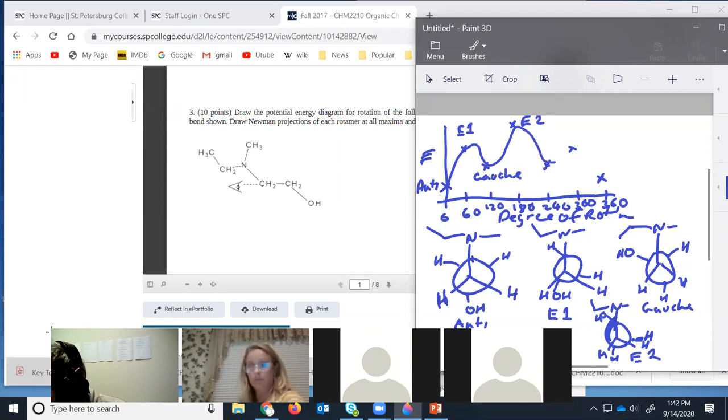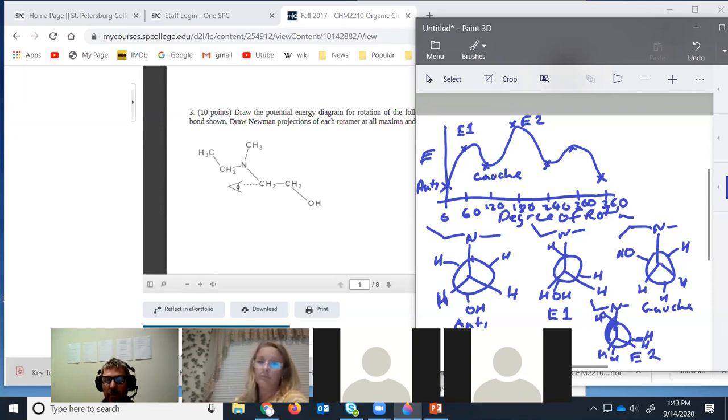I have a question. In this class, would we relate degree of rotation to temperature? Not really, because it's going to be spinning regardless and still going to have the same energy profile. It's just how fast it spins. All right. Anybody have any other questions? So that would be a complete answer there.